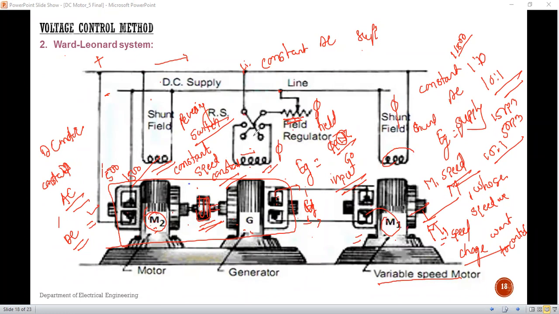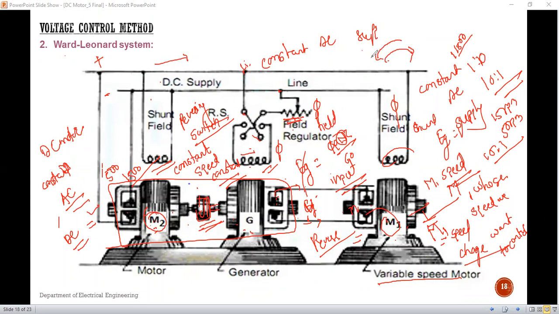Again, by reversing the switch, if the switch can be reversed, then the current generated by the generator will reverse its direction. So the current supplied to motor M1, if its direction is changed, automatically the motor rotation direction will be changed. Suppose initially the motor is running in clockwise direction, and if the reversing switch is used, then the motor will run in the anti-clockwise direction also.